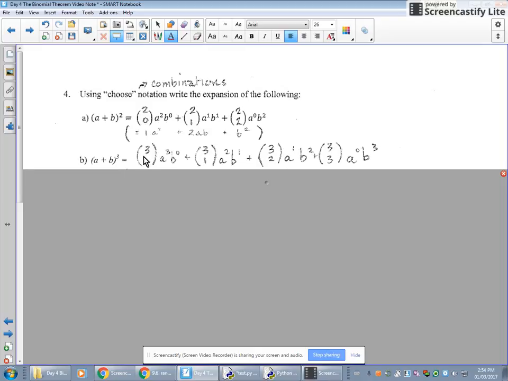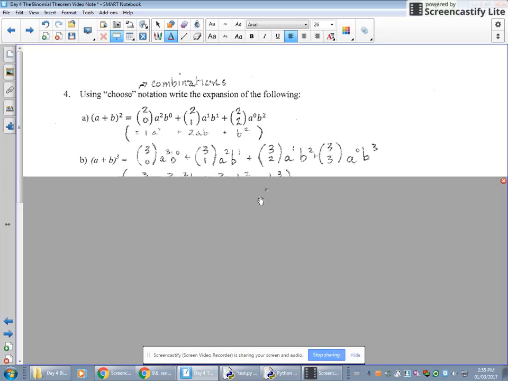Again, our coefficients are going to be 3 because it's 3 cubed. So we have 3 items, of which we are choosing 0 in the first term. 3 items choose 1, 3 items choose 2, 3 items choose 3. And then the pattern becomes a^3 b^0, a^2, a^1, a^0. And then the b's are b^0, b^1, b^2, b^3.